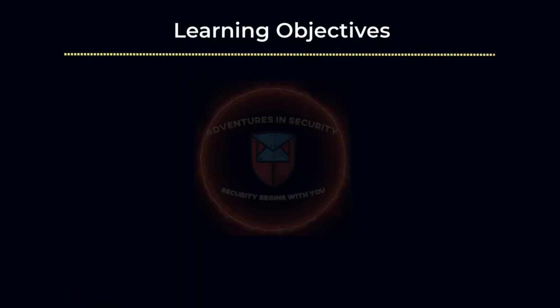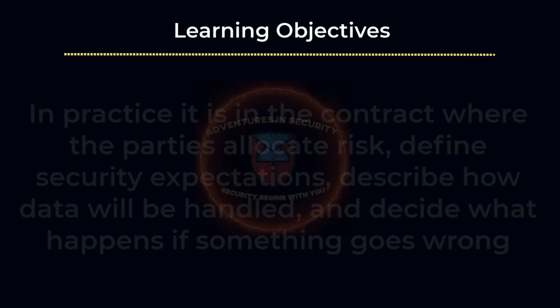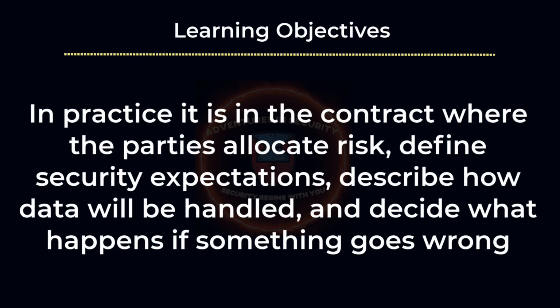Learning objectives. In this video, we are looking at the customer CSP contract as the operating system for the relationship between a customer and a cloud service provider. Many people think the contract is mainly about price and maybe uptime, but in practice it is where the parties allocate risk, define security expectations, describe how data will be handled, and decide what happens if something goes wrong.